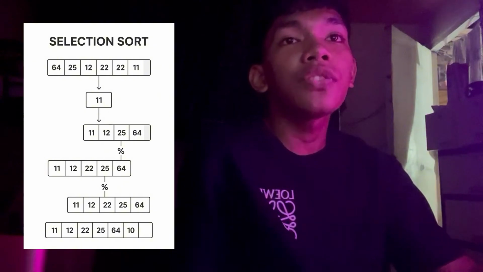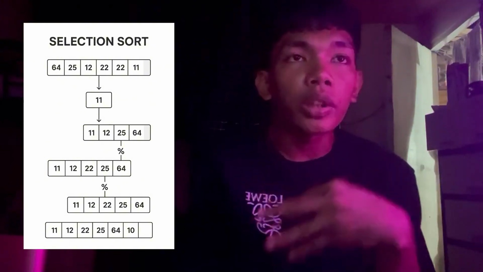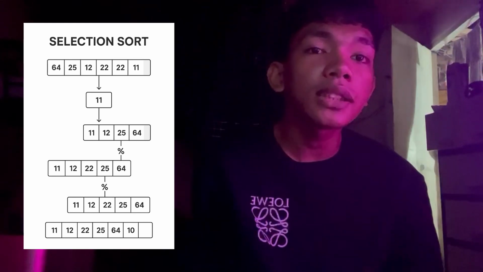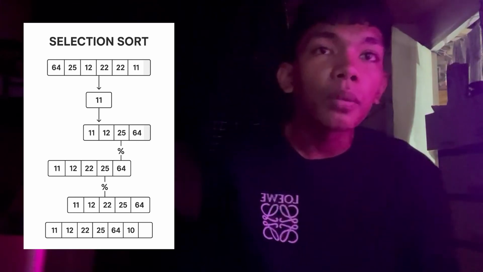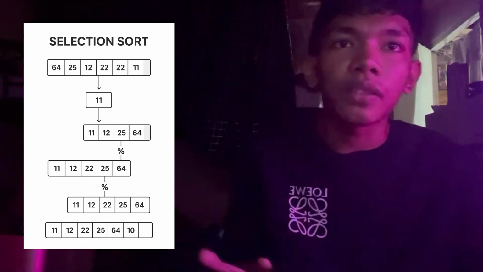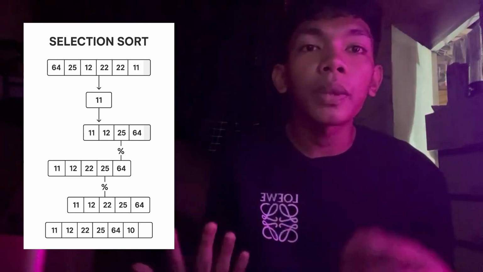Next, find the smallest in the remaining array: 25, 12, 22, 64. The smallest is 12, so we swap it with 25. It's going to be 11, 12, 25, 22, 64. And it's going to be repeated again.